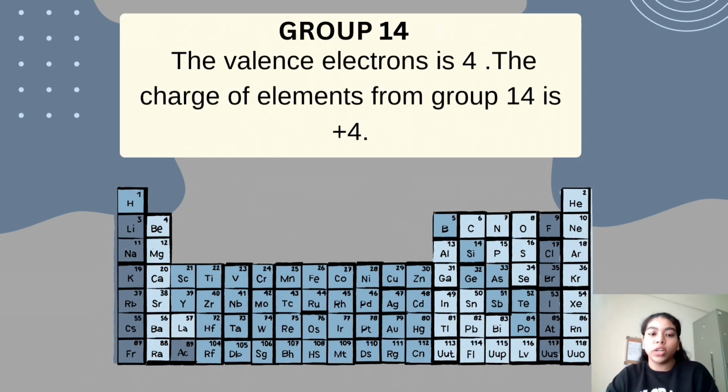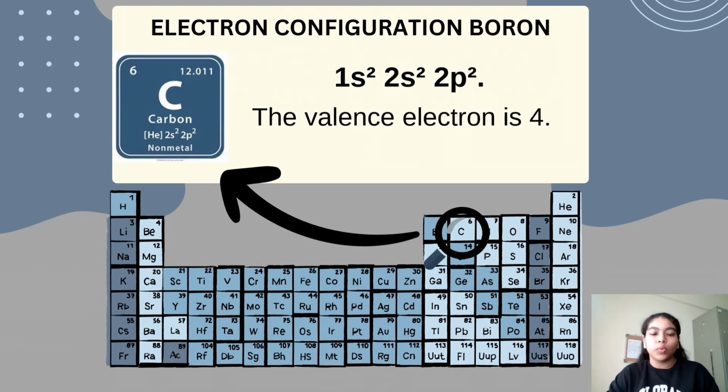For group 14, the valence electron is 4. The charge of elements from this group is +4. We have carbon from group 14, and the electron configuration is 1s2, 2s2, 2p2. The valence electron is 4.